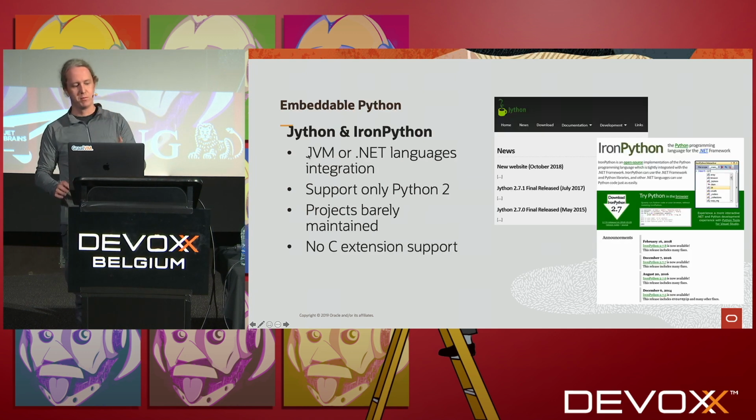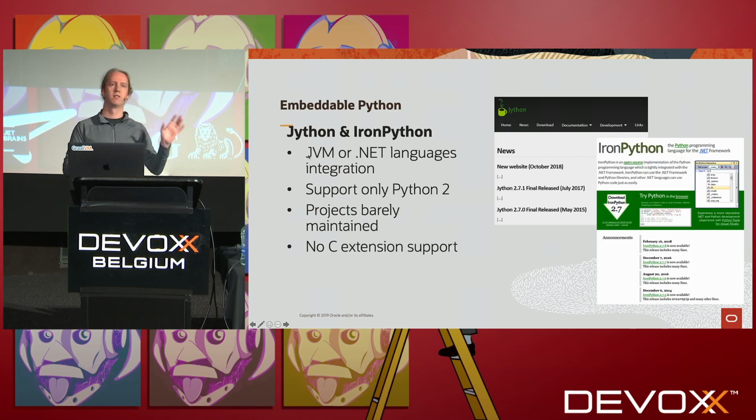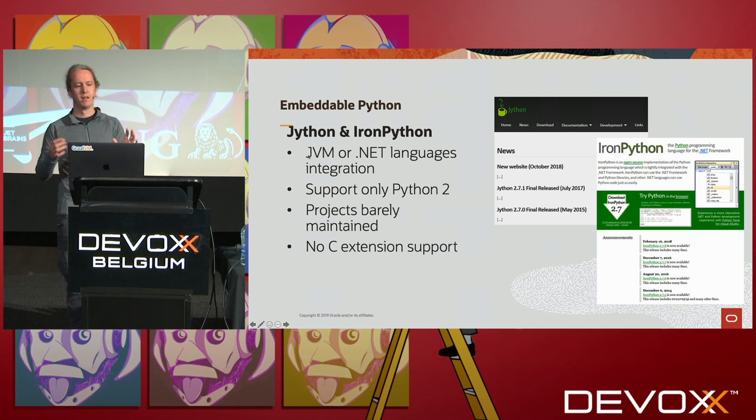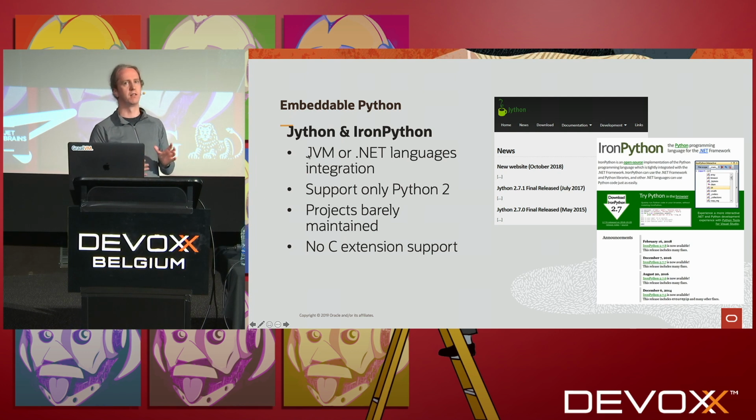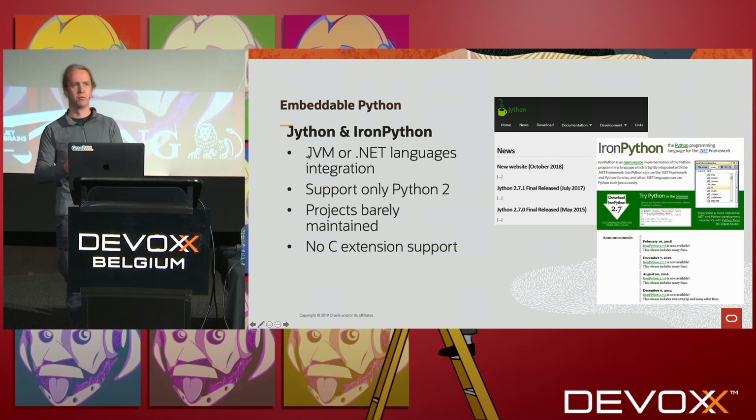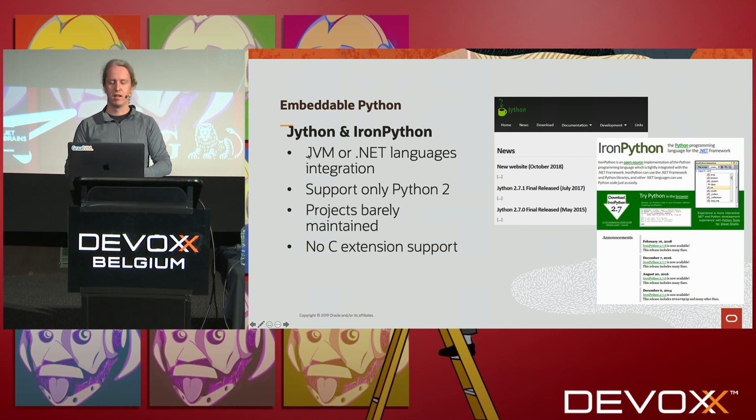There are implementations like Jython and IronPython that are built on the Java and .NET ecosystems. So they are easy to use from Java, but they only support Python 2, which is going out of support soon. And these projects are also barely maintained. So it's actually hard to get approval in a company like Oracle for some of these these days. And they don't support native modules. So you will not run your NumPy, SciPy code on these Python engines.